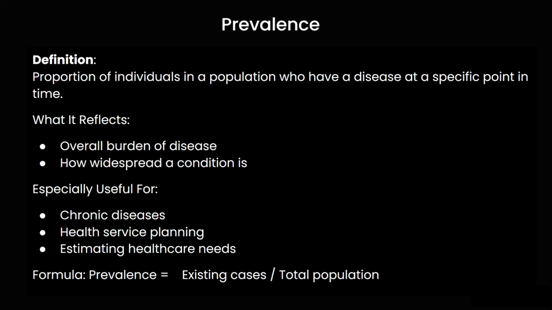Because it includes all existing cases, both new and long-standing, it is especially useful for understanding chronic diseases such as diabetes or hypertension. Public health professionals use prevalence to plan health services, allocate resources, and estimate healthcare needs. The formula is simple. Prevalence equals the number of existing cases divided by the total population.